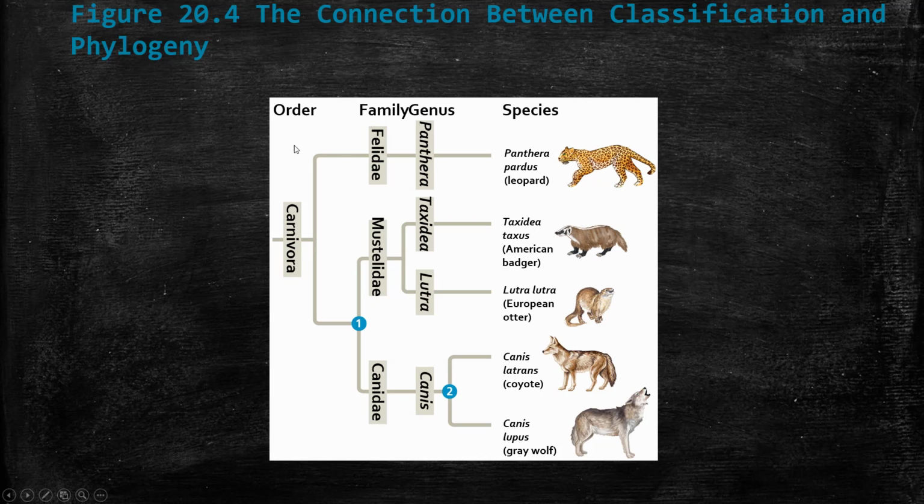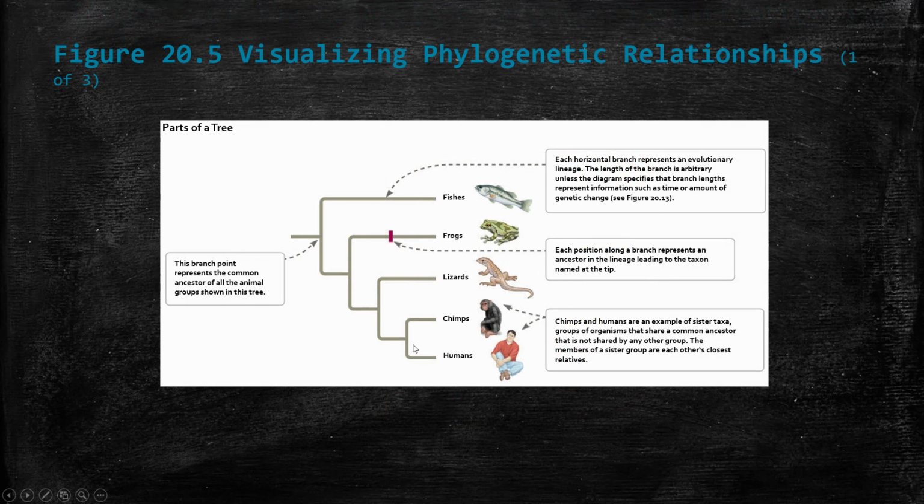So these branch points are important. When we're looking at these trees, we need to remember what everything represents. For example, this great figure from your book shows this branch point represents the common ancestor of everyone on the tree. At least one of the common ancestors of everyone on the tree. There's more back here probably, right? Each horizontal branch represents an evolutionary lineage. Usually the length of the branch doesn't mean anything unless it's a special kind of tree where occasionally the branch lengths are important. Some of those will show time or genetic change, but typically the branch lengths on the ones we're drawing are not necessarily important.